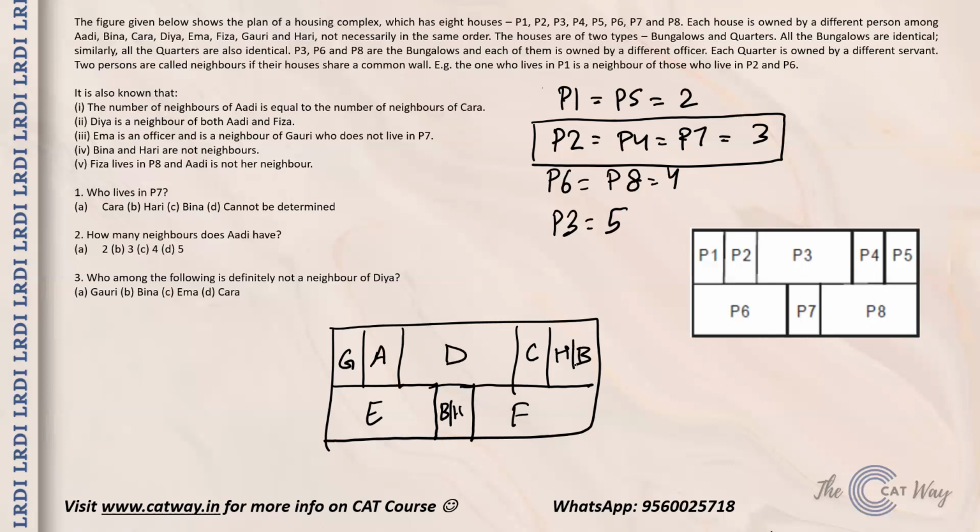Now we are done with the set. We can move towards the questions. Who lives in P7? We are not sure, hence the correct answer is option D, cannot be determined.